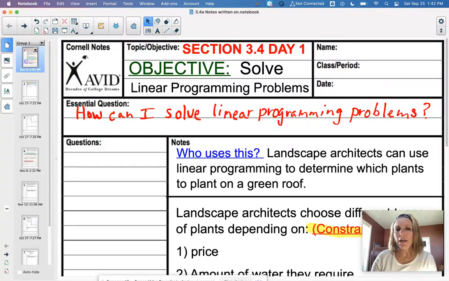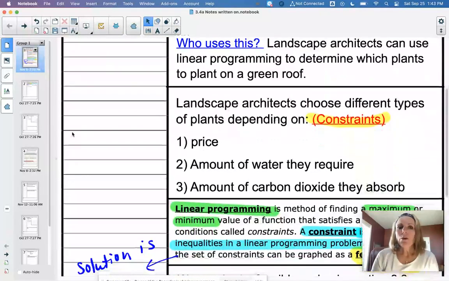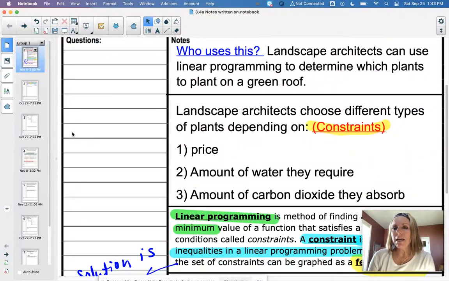Section 3.4, Day 1, we're solving linear programming problems. Here's the essential question. How can I solve linear programming problems? Please write that down. Who uses this? Landscape architects can use linear programming to determine which plants to plant on a green roof.